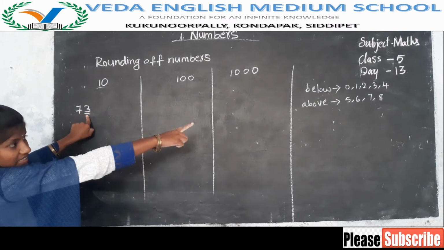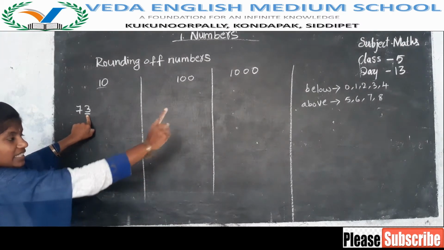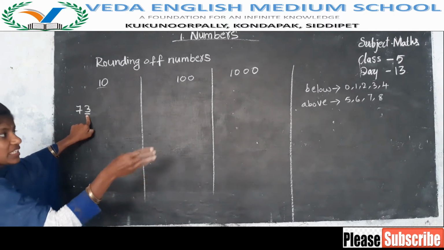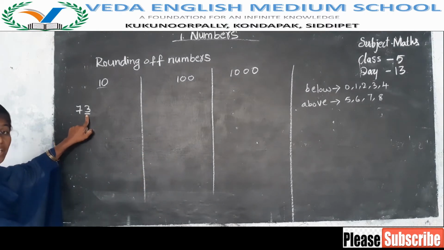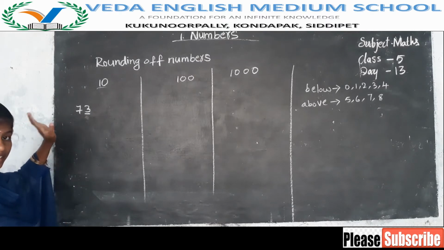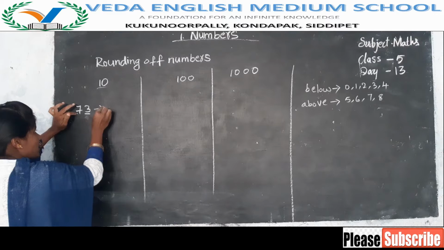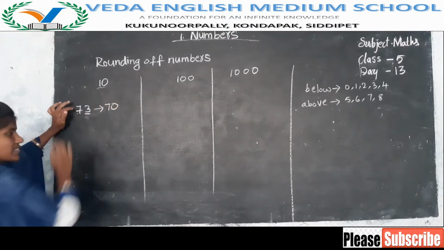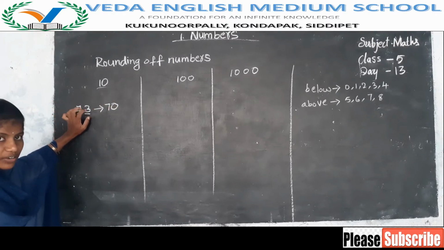Now see here. Is 3 a below 5 number or above 5 number? 3 is a below 5 number. If the number is below 5, what do you have to do? You should not change that. There is nothing to do. You have to write the ones place number as it is, and in the ones place you have to write 0. If the number is below, you have to do like this.